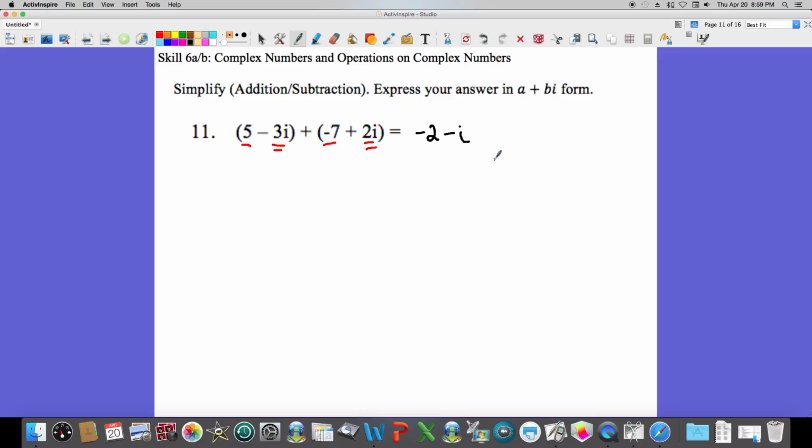Now, that's going to be my final answer. However, technically, when it says to express in a+bi form, this is telling us that we need an addition. So if we want to adhere strictly to the directions, we would have a -2 plus, and I would even write a -1i. So now I can easily identify that the real part a is -2 and that the imaginary part b is -1.